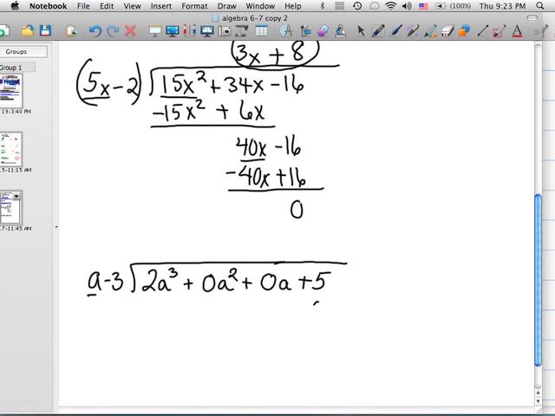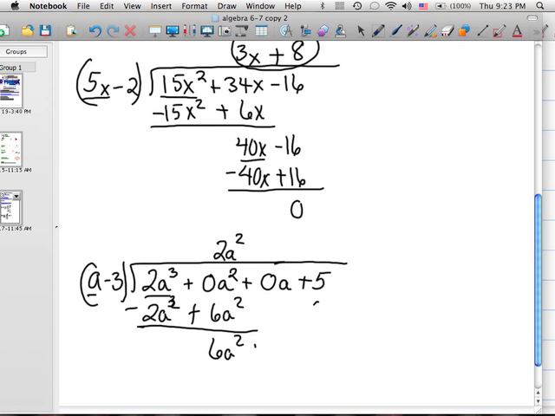So what do we need to multiply a by to get 2a cubed? We need to multiply by 2a squared, and it goes above the like term. Multiply 2a squared times this binomial. We get 2a cubed minus 6a squared. Now subtract, change the signs. This should be cubed. Those go out, and we get 6a squared.